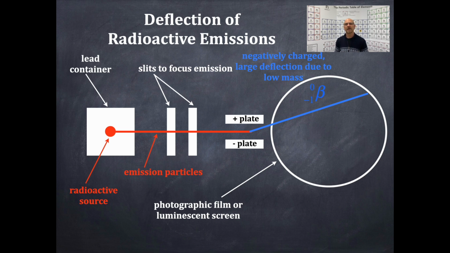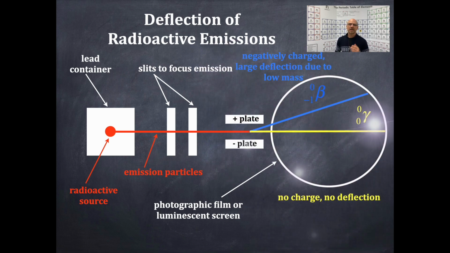Our first particle is a beta particle, and beta particles are deflected by the magnet. Why are they deflected by the magnet? Because they have a negative charge. So they're going to be repelled by the negative end and attracted to the positive end of that magnet, if you will. Notice that that beta particle is deflected a lot. Why? Because its mass is very low.